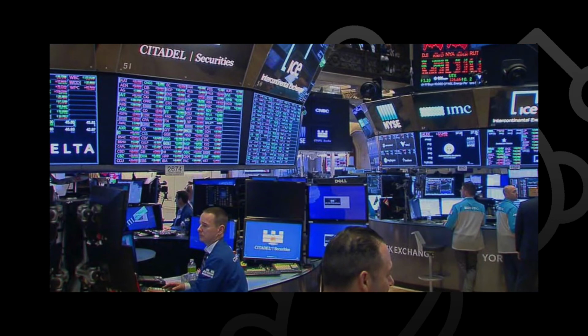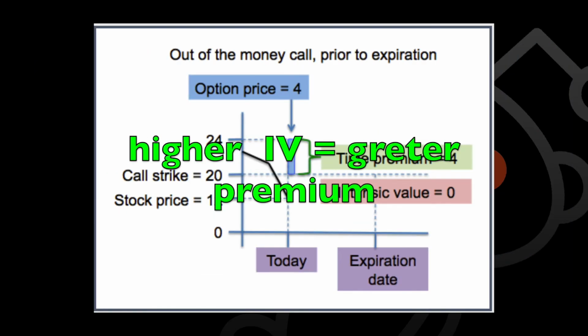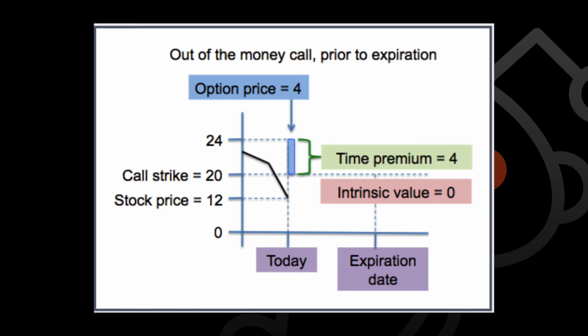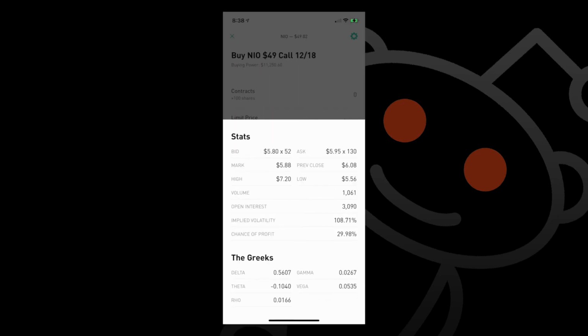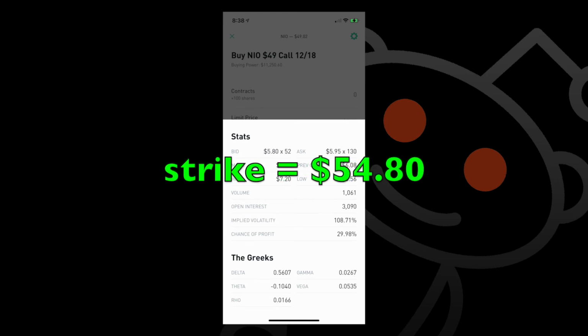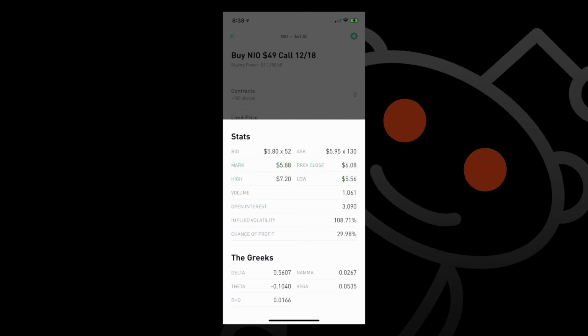You have to keep in mind when you buy an option, the higher the implied volatility, the greater the premium you are paying to buy the option. For an option with high implied volatility, the stock has to go up a lot for your call to make money, and vice versa for a put. Taking for example NIO, the implied volatility is 108% and the strike price is $49, but the break-even price is $54.80, more than 10% higher than the strike price. So the stock has to move up higher than the break-even price for you to even make a profit, because you have to make back the premium that you paid.